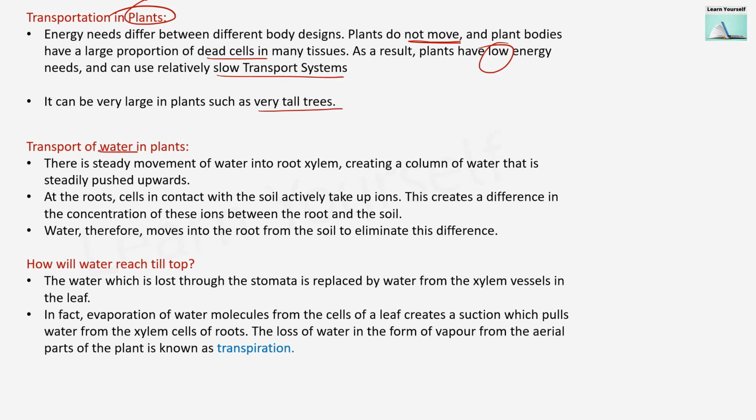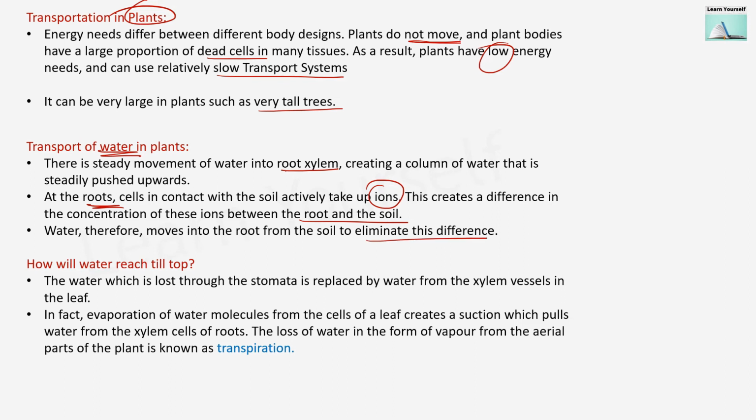Now how are they transporting water? There is a steady movement of water into the root xylem, creating a column of water that is steadily pushed upward from the roots to the stem and to the leaves. At the roots, cells in contact with soil actively take up ions. This creates a difference in concentration of these ions between root and soil. Water therefore moves into the root from the soil to eliminate this difference.